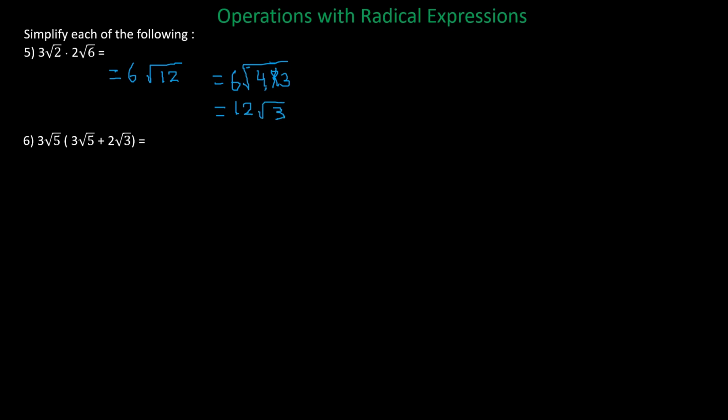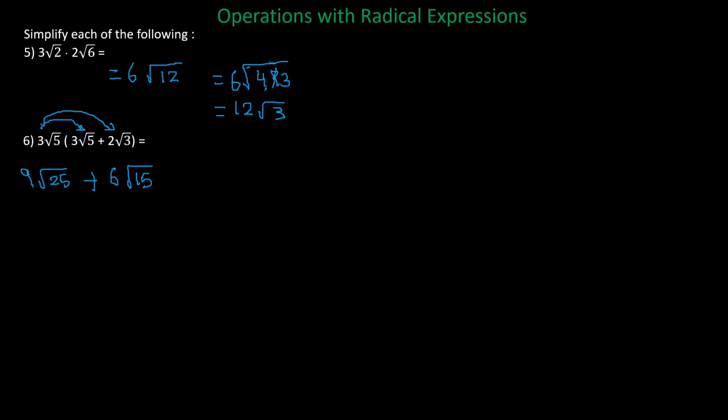In example number 6, we have the distributive property. So we have to do the distributive property where we take 3 square root of 5 times the first term, then times the second term, as we know from the distributive property. So 3 times 3 will be 9, and square root of 5 times square root of 5 will be square root of 25, because root 5 times root 5 equals square root 25. Then the second step will be positive 3 times 2 equals 6, and square root of 3 times 5 equals 15.